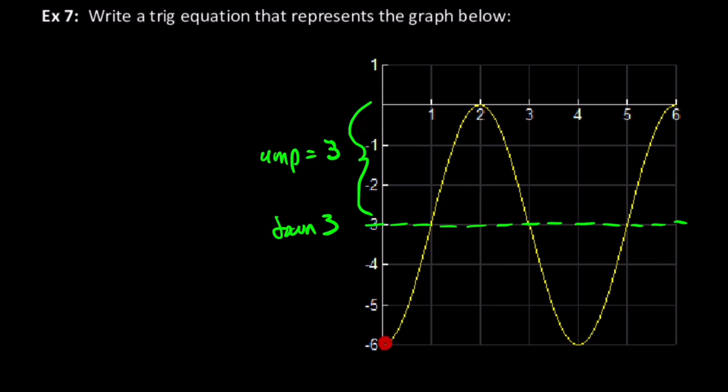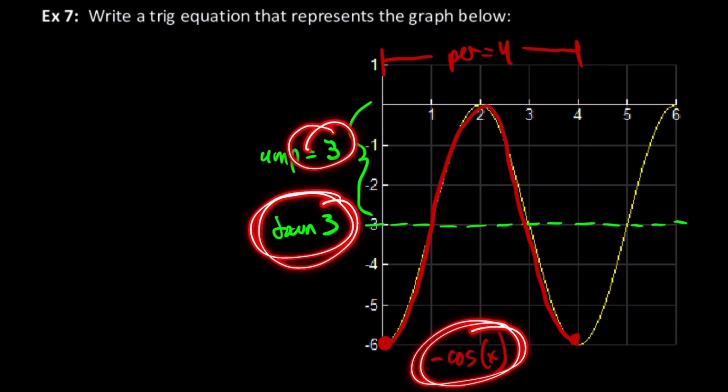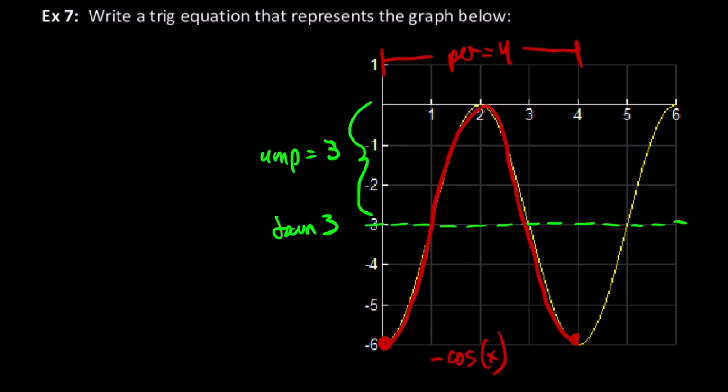One cycle. Goes like this, starts at the minimum, ends at the minimum. So to me, that looks like it's a negative cosine. Great. Last thing, this is kind of easy, is the period. Period equals 4. I'm going to use my amplitude in the equation. I'm going to use this vertical shift in the equation. It's a negative cosine. The only other thing to do is get my b term. That comes from the period. The b term is 2 pi over the period, or pi over 2.